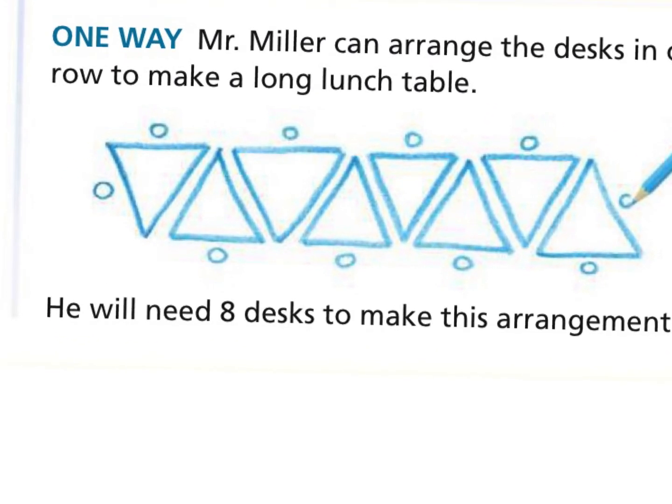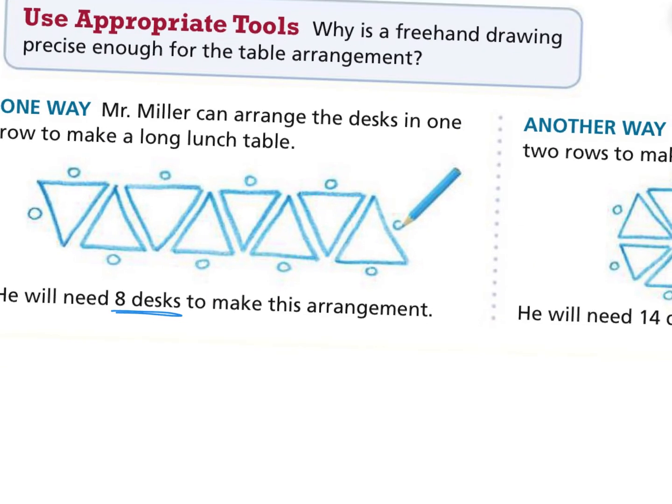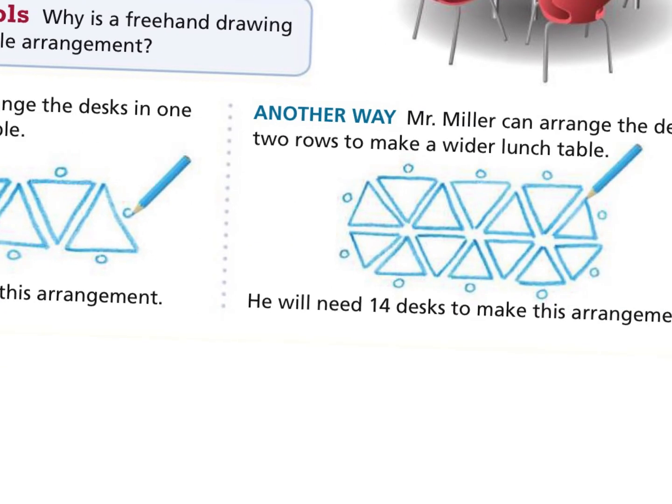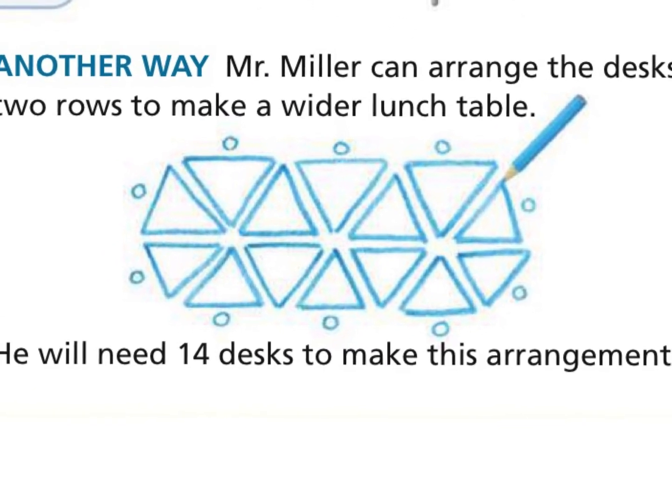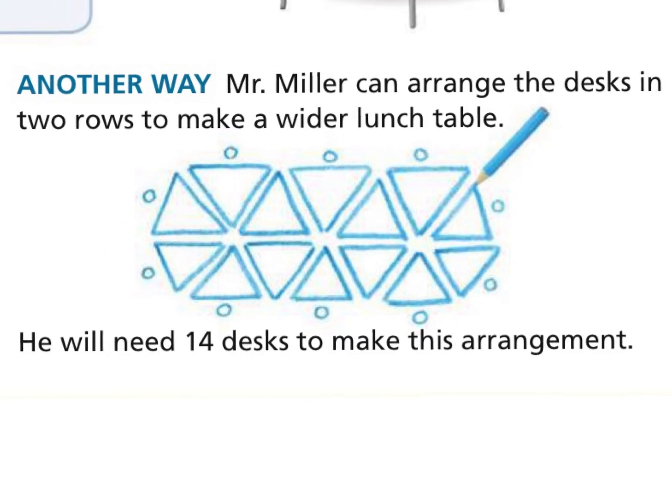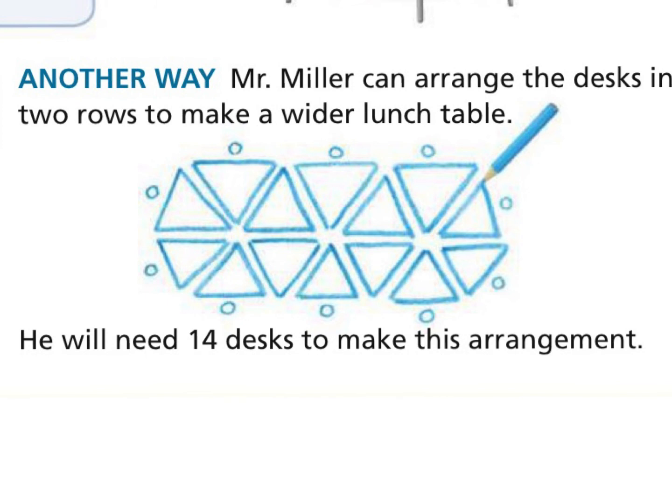We could go kind of alternating the desks, and then you can see the circles on the outside here represent the people. So there's 1, 2, 3, 4, 5, 6, 7, 8, 9, 10. And that's by using 8 desks. So 8 desks for that arrangement. That would be kind of a longer lunch table. Another way of doing this is a little bit wider lunch table, a little bit wider going this direction.